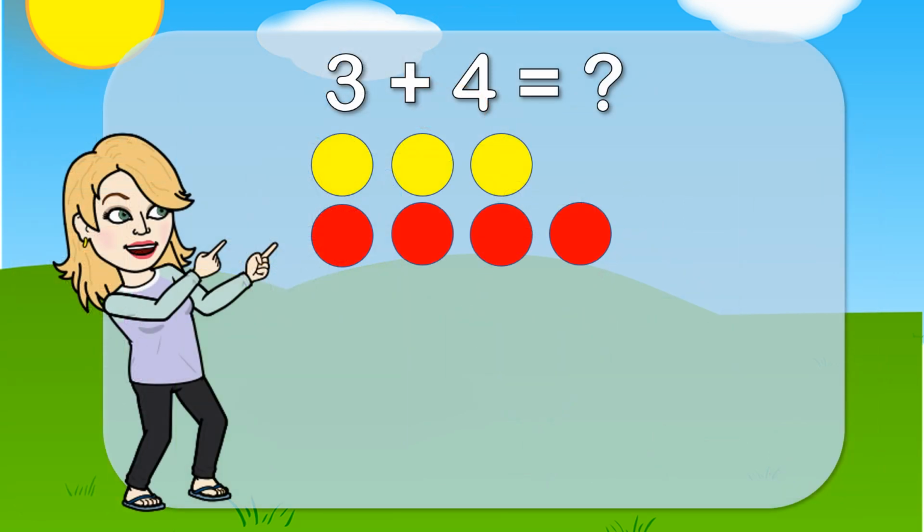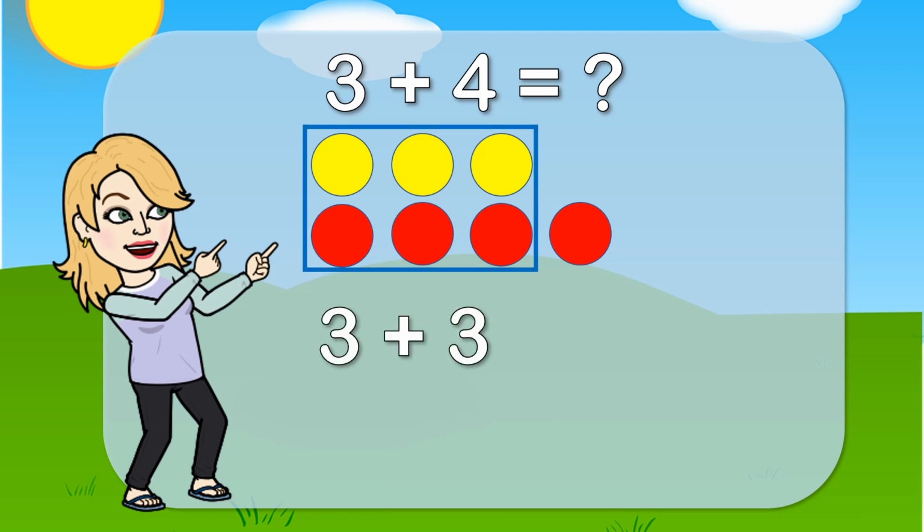Let's use a model to help us see this a little bit differently. 3 plus 4 is very close to the doubles fact 3 plus 3. Well, we already know that 3 plus 3 is 6, so one more would be 3 plus 3 plus one more, or 6 plus one more, or 7. So 3 plus 4 is 7.